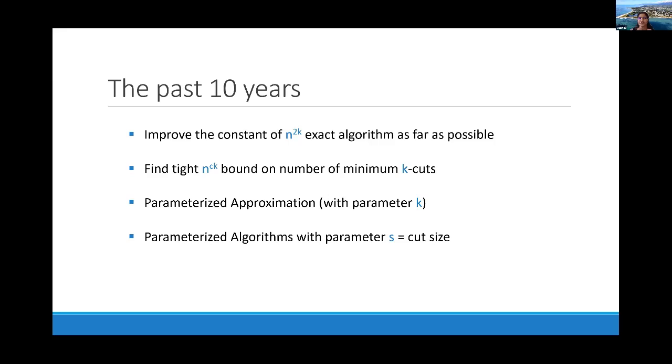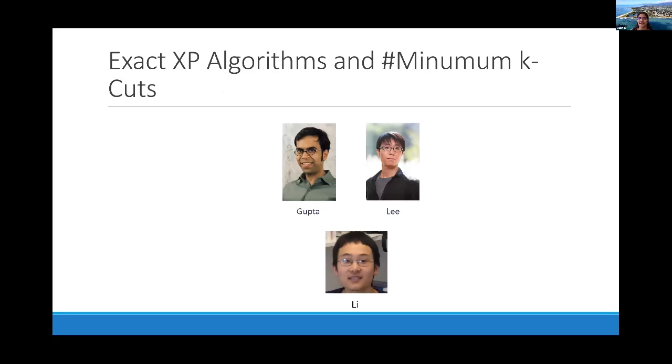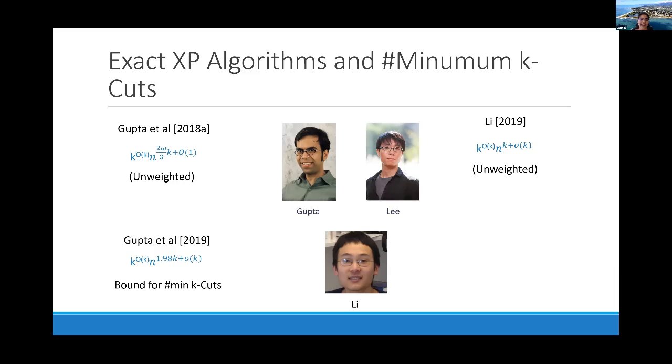Okay, for the first two directions, Gupta, Lee, and Li kickstarted the second innings of this problem with an n to the 2ω/3 k exact algorithm, where ω is the matrix multiplication constant. Later, Gupta, Lee, and Li improved the runtime to n to the k, and they also bounded the number of min cuts to be n to the 1.98k. And very recently in 2020, they obtained the bound for the number of min cuts to be n to the k, and this is essentially tight.